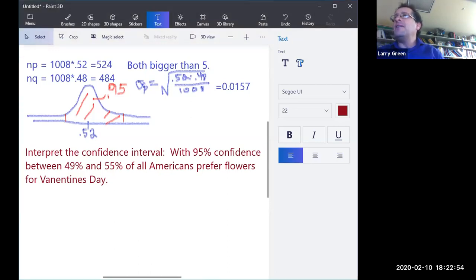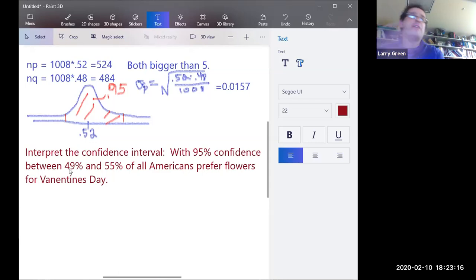Now notice, if you look at this, 49% is less than a majority. So it may not be over half, it may not be a majority. Does that make sense? But we could say that we're 95% confident it's somewhere between 49% and 55%. And that's the key, and that's what we care about.